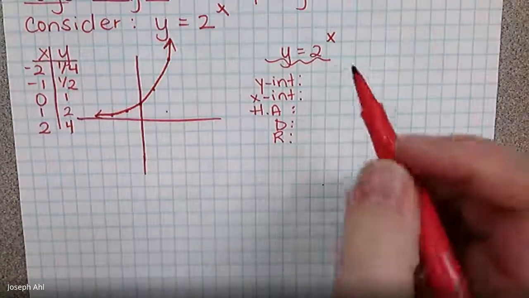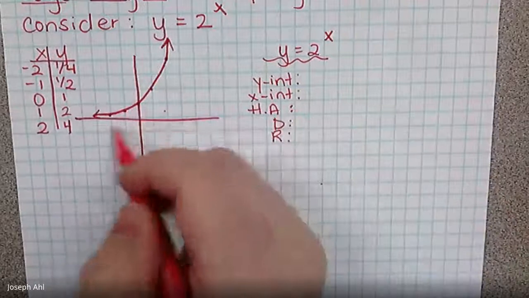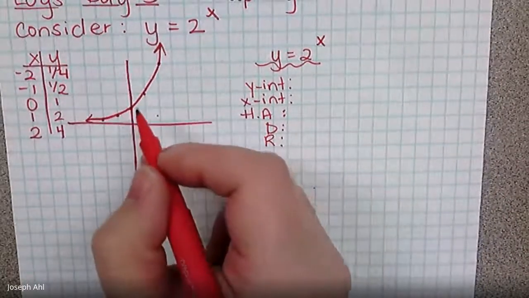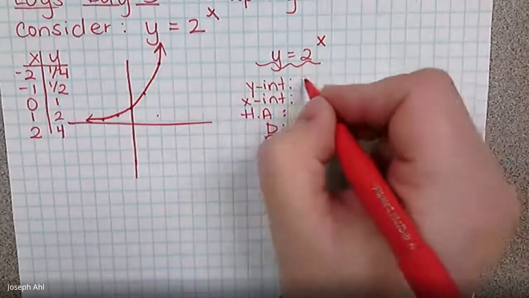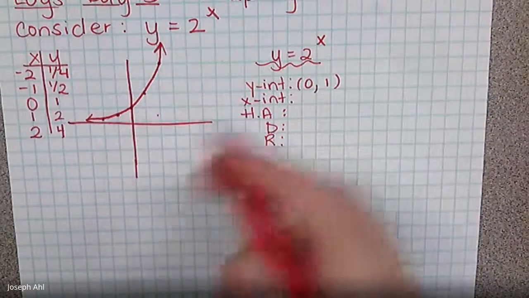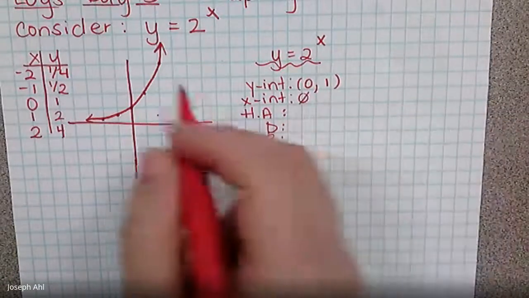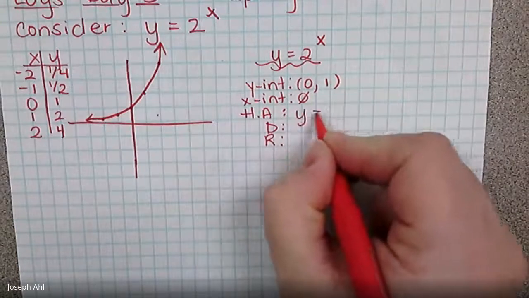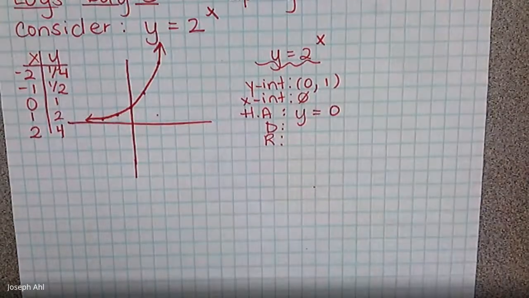So I'm going to come over here now, fill in the key information associated with this graph, and then we'll talk about what the inverse graph looks like. The y-intercept is right here at the point 0, 1. The x-intercept of this graph, we know it actually has none because there's that horizontal asymptote that we're approaching. So that's the next thing we're going to fill in. y equals 0 is the horizontal asymptote for this parent function.